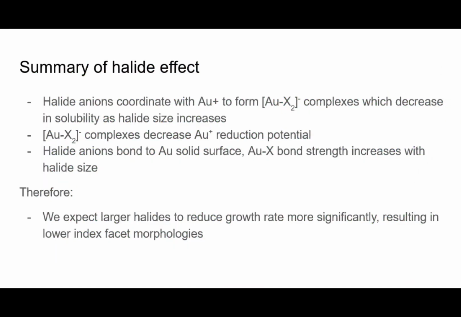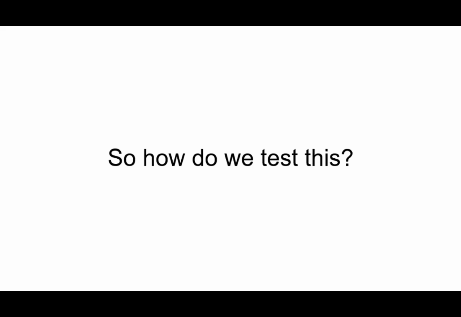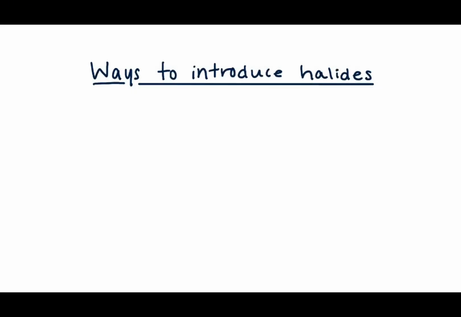We expect larger halides to reduce the growth rate of the nanoparticles, resulting in lower index facet morphologies. But how do we test this? There are two main ways to add halides to growth solutions.